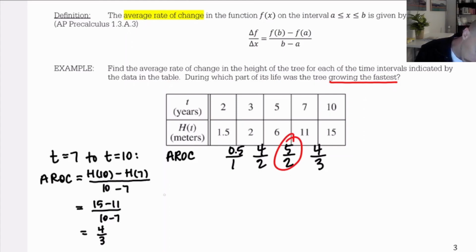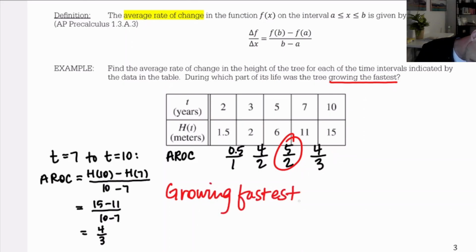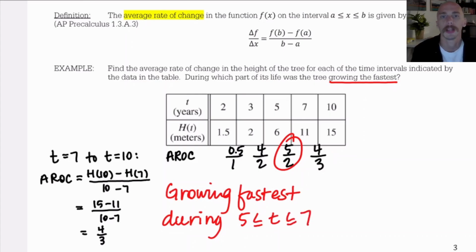So I'd say the tree is growing the fastest during the time interval 5 to 7. So 5 less than or equal to t less than or equal to 7, based on the average rate of change being the greatest, 5 divided by 2.